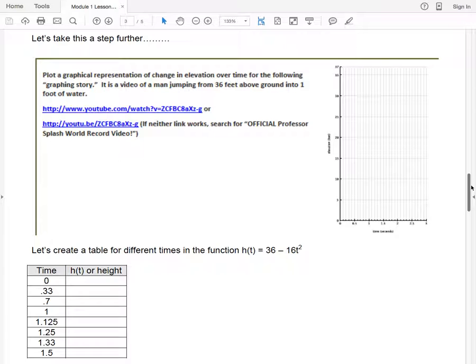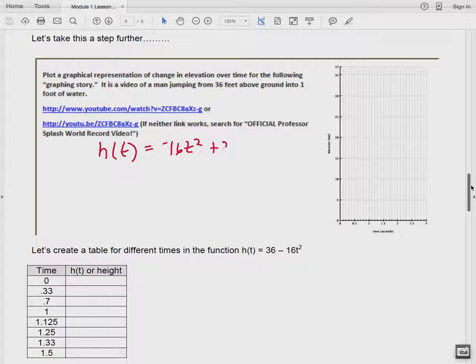Now, what we have here says he's jumping from 36 feet above the ground, and if you notice, he has no upward velocity. He doesn't jump up, he just falls. So my correct equation would be H of T equals negative 16T squared plus 36. Can we watch it? Let's see if we have time at the end.